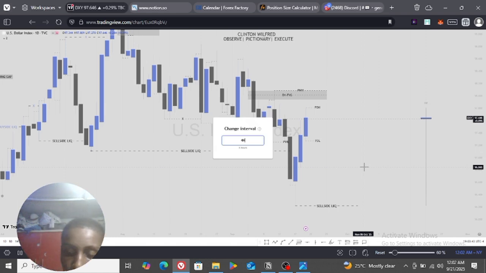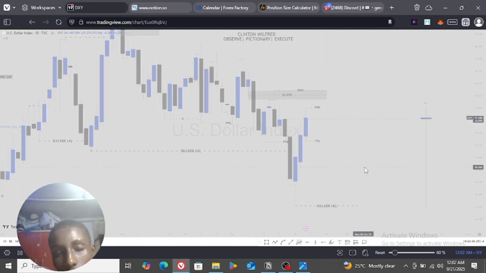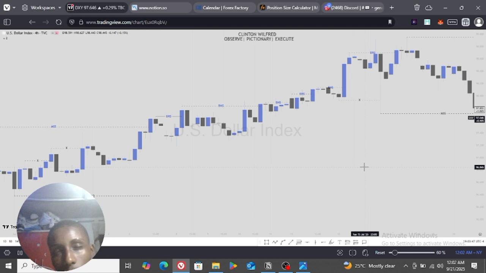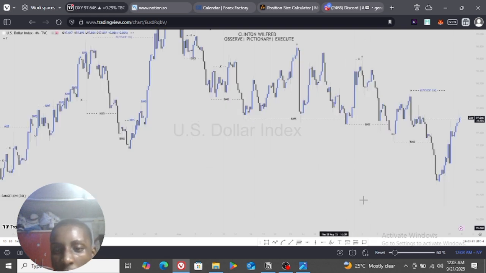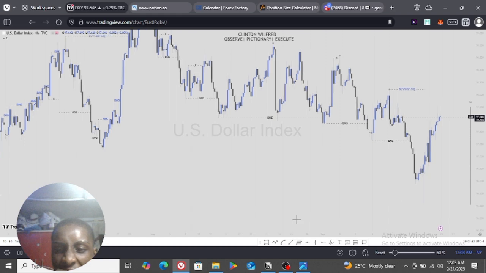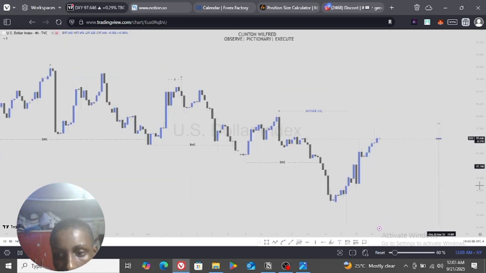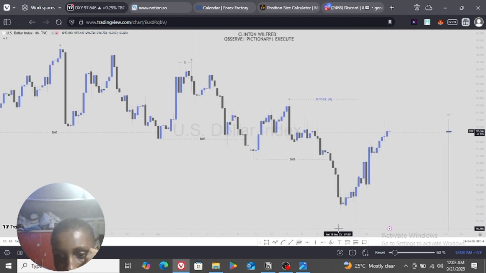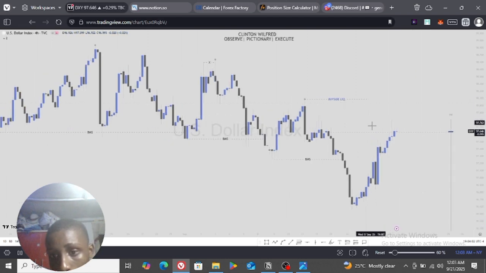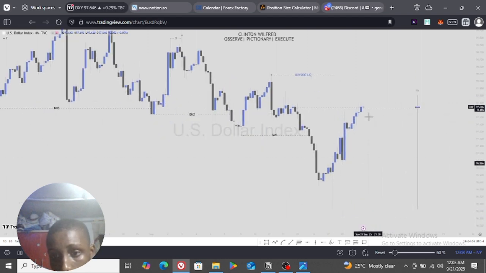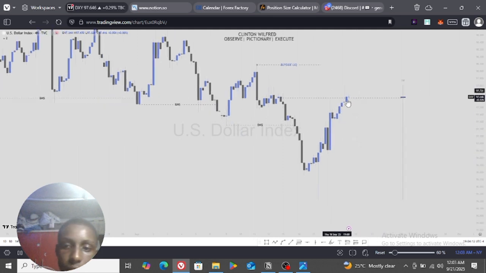Okay, on H4, I need this side to be taken out first. I need this side to run out first before I can be bullish. But for now, I'm still bearish on the GSY. So, taking out this side. Taking out this side, okay. I will do the bottom.